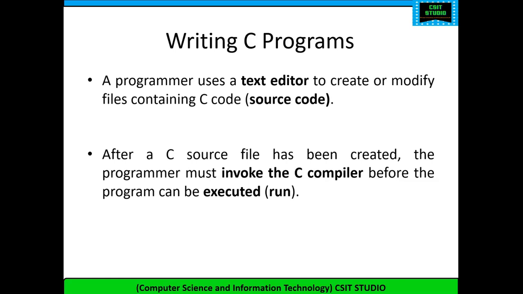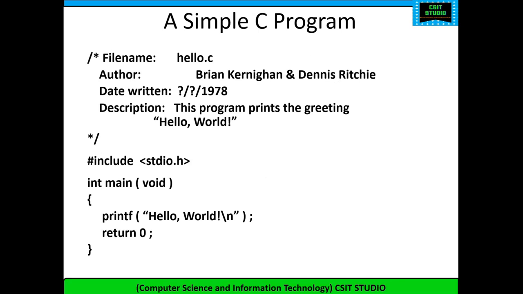To write a C program, we use a text editor to create and later modify the program. A C program written in a file, this file is called source code. Once the C source code is written, we can invoke the compiler to convert it into an executable form so that we can run it.